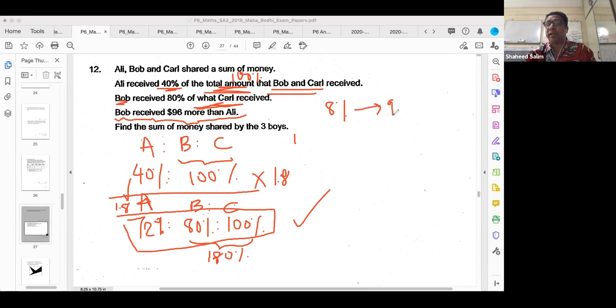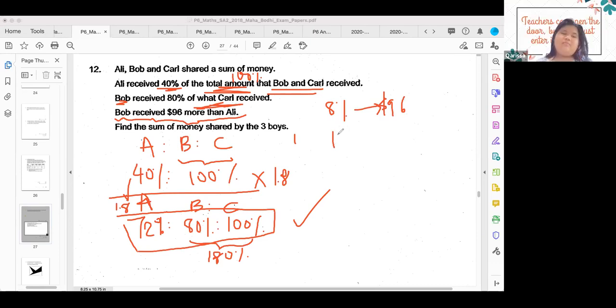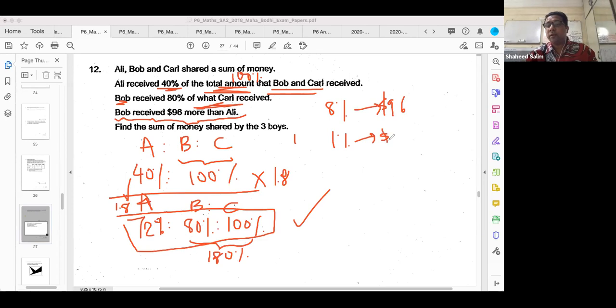Come on, you can do already. You find out what is 1%. 96 divided by 8, what do you get? 12, is it? Yes. So 12 is 1%. Now, how many percent now here? 72 plus 80 plus 100 is 252, I think. So you find 252%. And you will get 12 times 252, you get 3024. Are we okay?